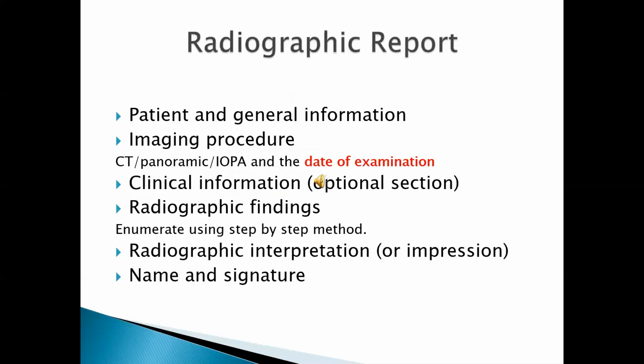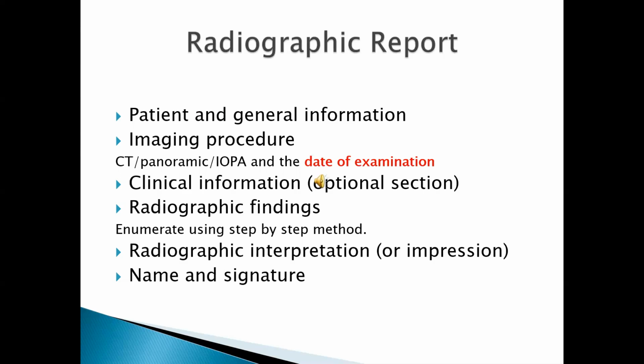Having gone through the details of the radiograph thoroughly, step by step, the last step is to write the radiographic report. It needs to be started with the patient's general information. The next would be the type of imaging modality used and the date of examination. After that, a brief clinical history if it has been referred to you.